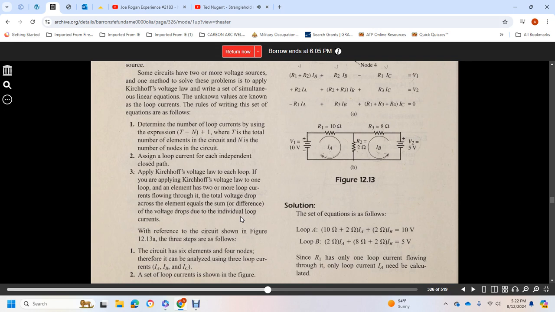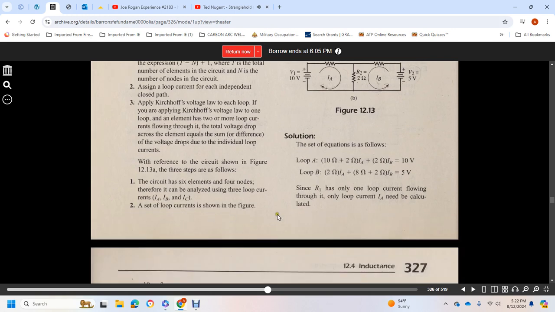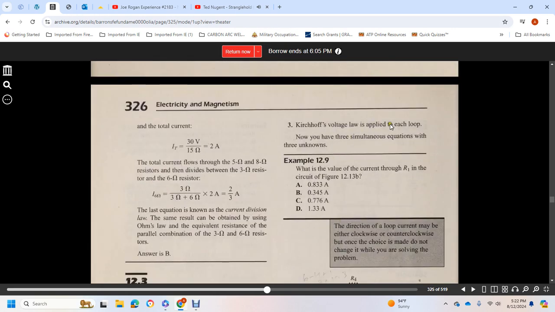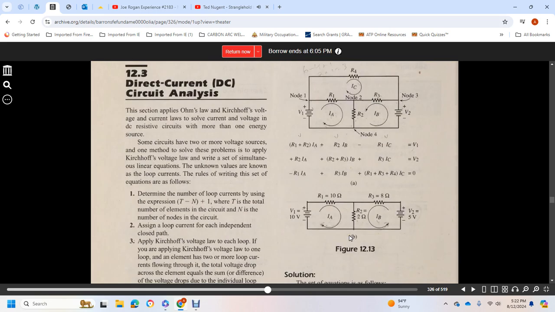With reference to the circuit shown in figure 12.13a, the three steps are solved. The circuit has 6 elements and 4 nodes, therefore to analyze it, 3 loop currents are needed: I A, I B, I C. Set the loop currents as shown in the figure and apply Kirchhoff's voltage law to each loop. Now you have 3 simultaneous equations with 3 unknowns. The direction of the loop may be either clockwise or counterclockwise, but once a choice is made, do not change it while you are solving the problem.